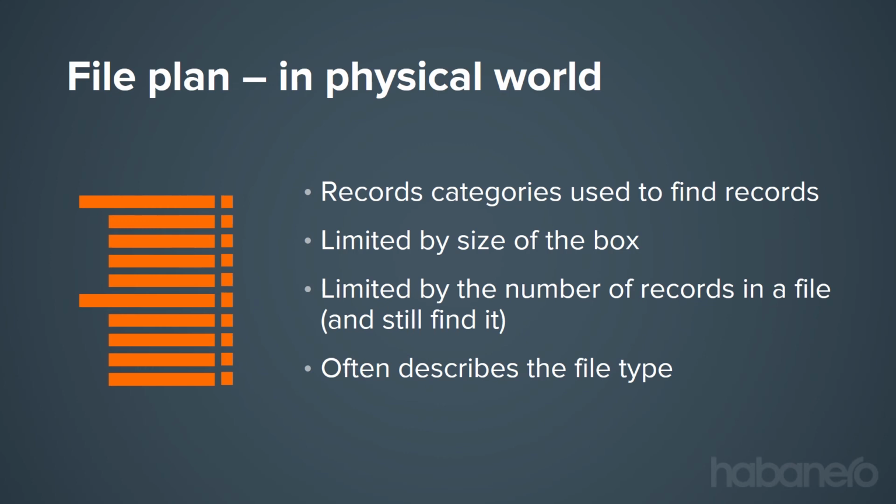So it's limited by the number of records in that unit that still allow you to find that record. You can't search through 10,000 different pieces of paper in a physical world to get to a particular piece of paper that you're looking for. Of course, this doesn't exist in an electronic world. The last piece to observe from a file plan in the physical world is that it often describes the file type itself, maybe meeting minutes or agenda, and that doesn't necessarily, unless it's needed for the classification itself, make sense from an electronic perspective, because as we've described, you could use some sort of metadata for the file type.